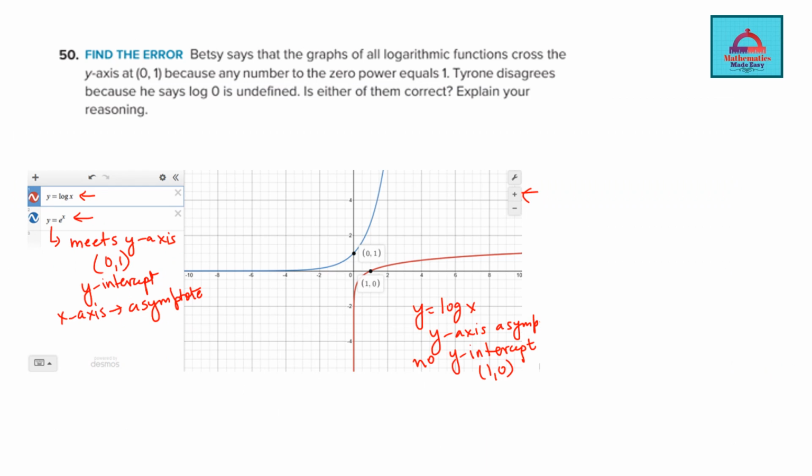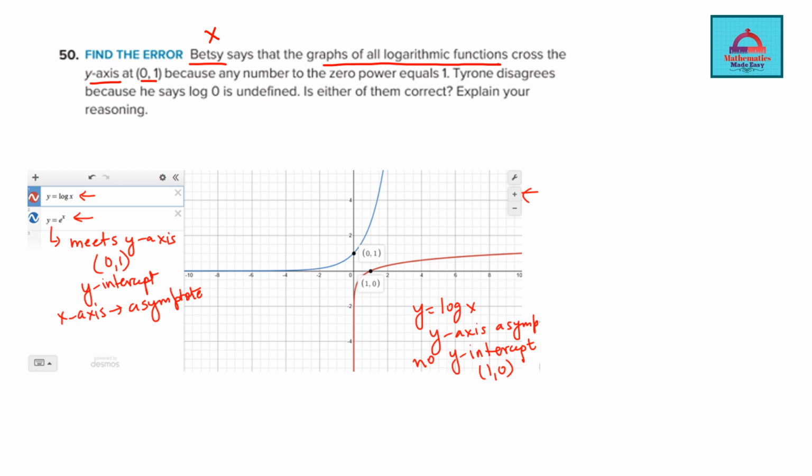Okay, so let's now discuss. From the graph, it is quite clear that Betsy is saying the wrong thing. Why? Because she says that the graph of all logarithmic functions meets the y-axis at the point (0, 1). Whereas this is the correct graph of log, which is meeting at (1, 0), not (0, 1). And it is meeting only the x-axis, it is not meeting the y-axis. I already told you in the last slide that the y-axis is an asymptote. So the graph of log is coming very, very close but not meeting. So that's a wrong statement.